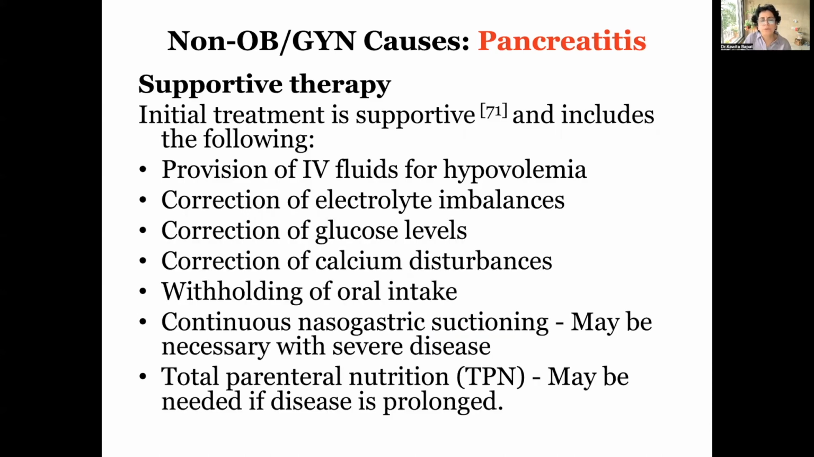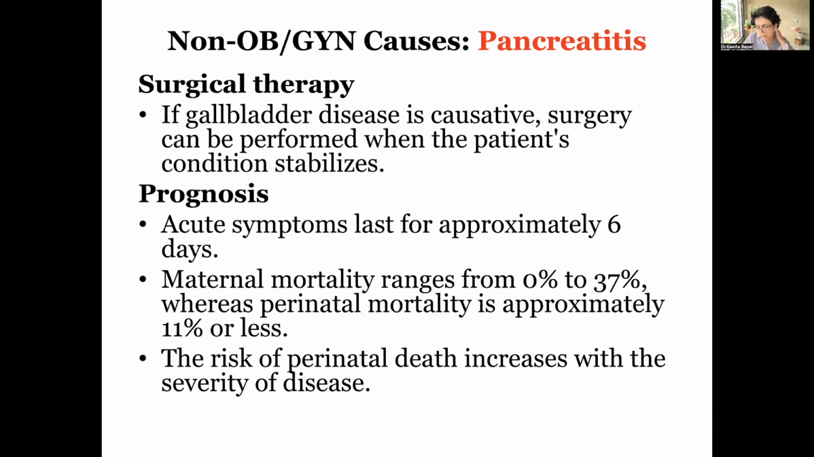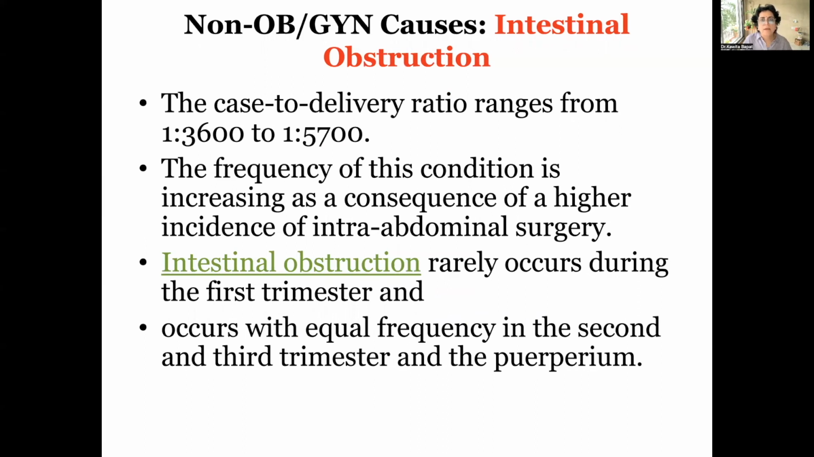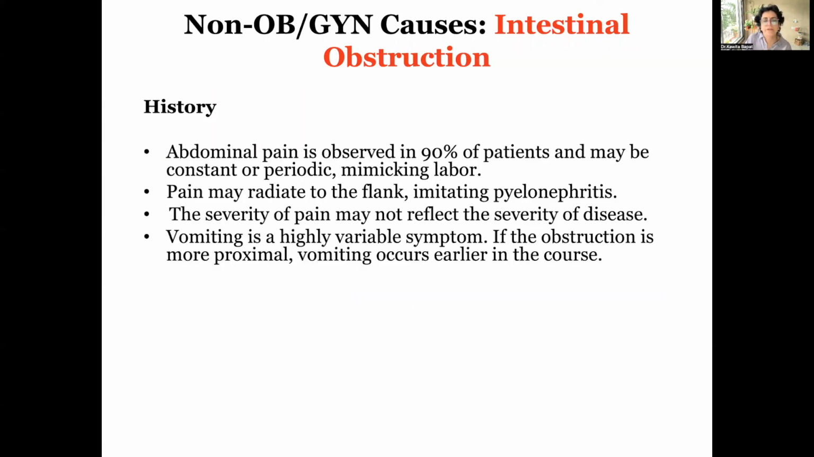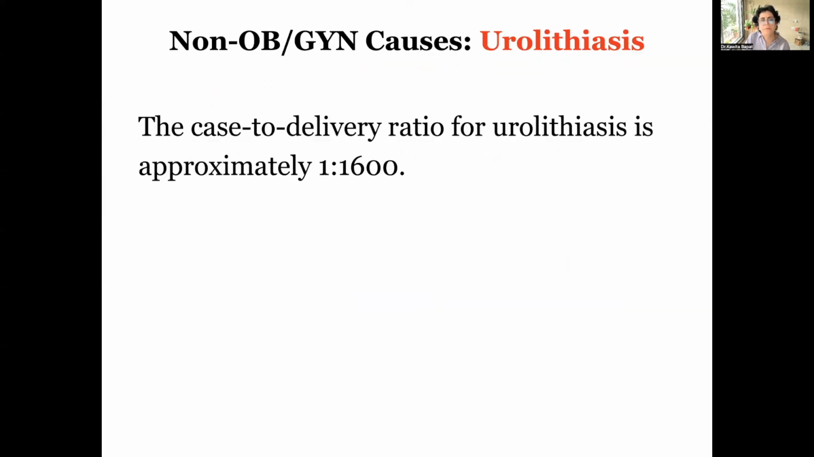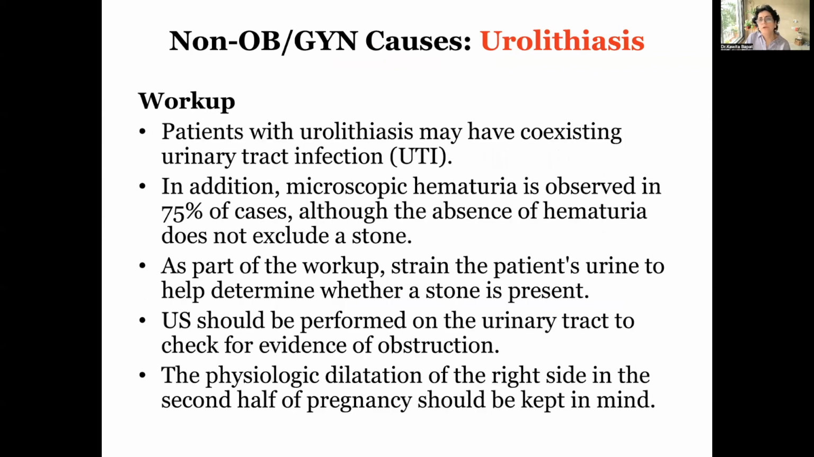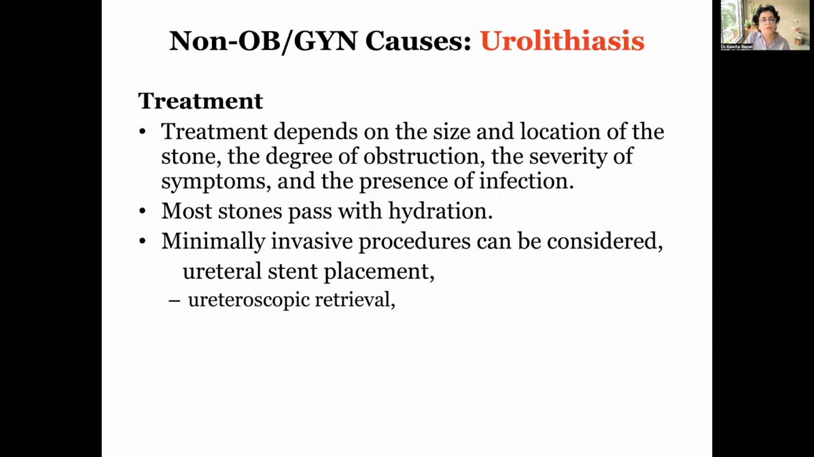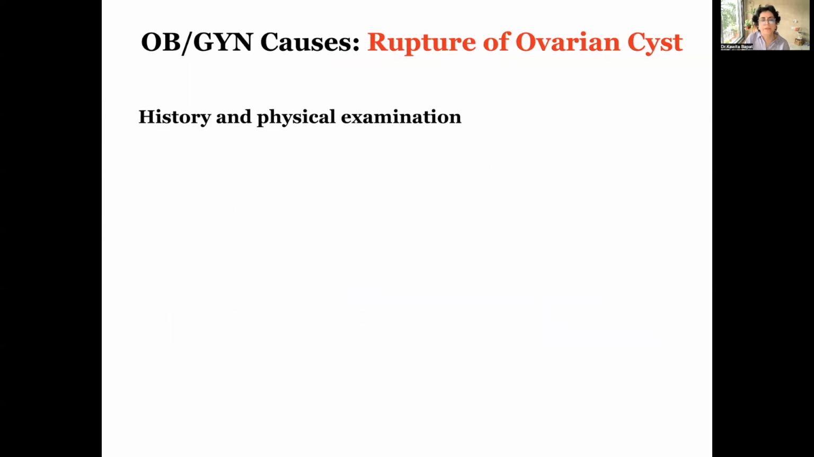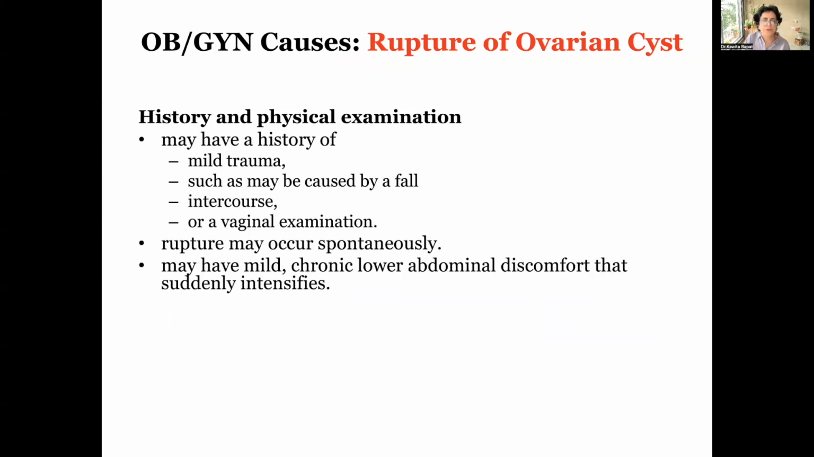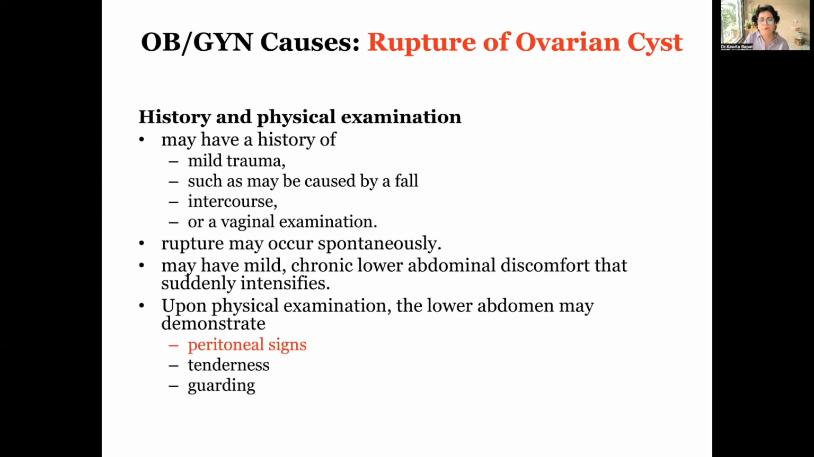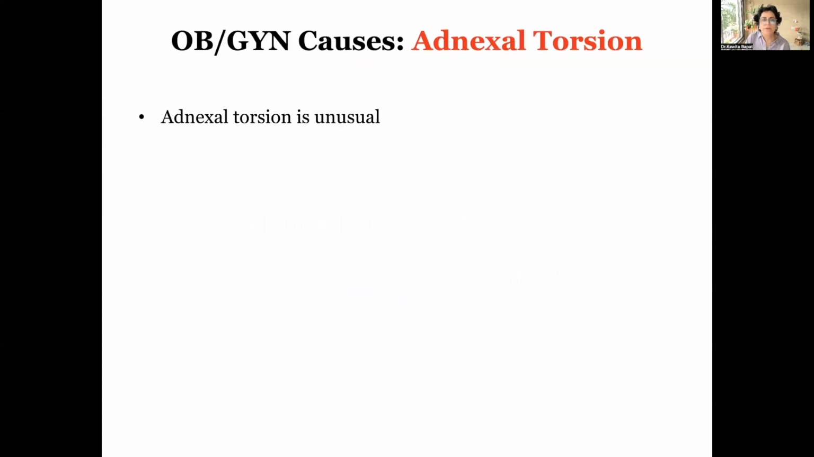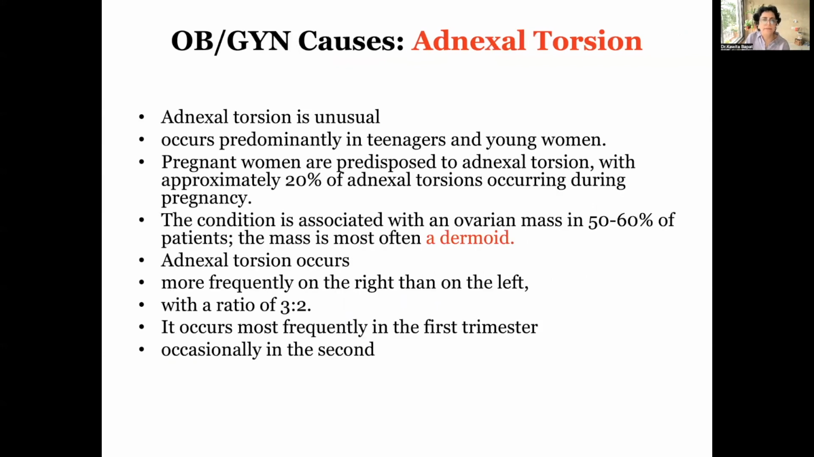So how do we diagnose and differentiate, what is the muscle guarding, what do we do? For intestinal obstruction, we take the right history, work up and plan. Ureteral stones are another important thing, and when to put a stent. Rupture of an ovarian cyst we should treat well, and diagnose by peritoneal signs, tenderness, and guarding. Another is adnexal torsion, which also should be treated.